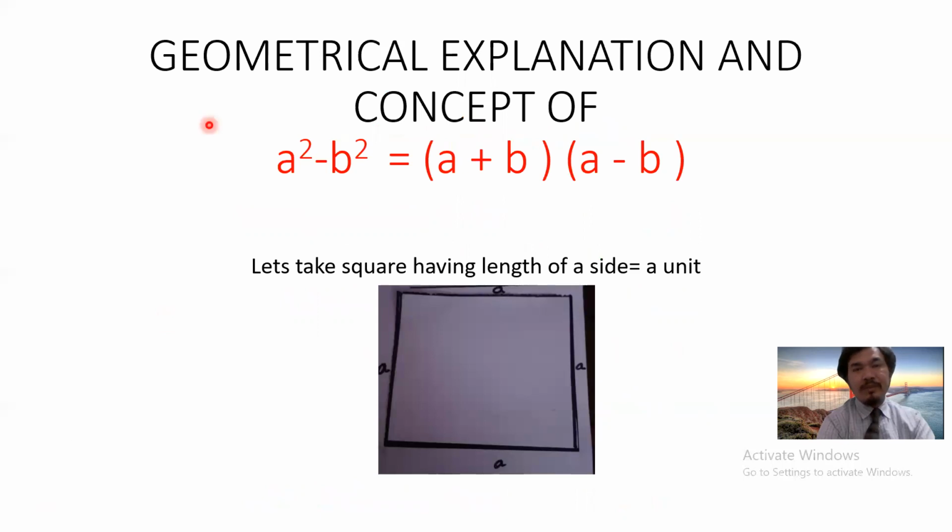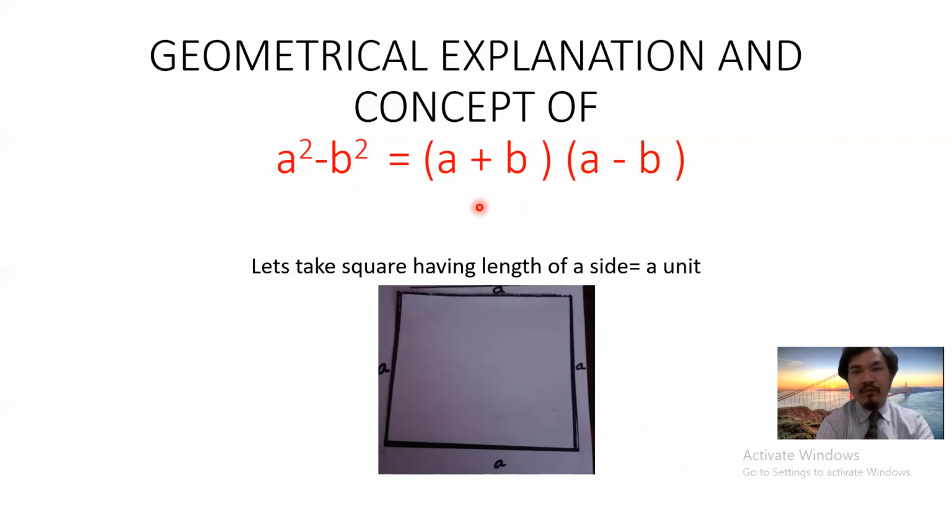Okay, now here in this slide you have to listen carefully and watch carefully. In this slide I am going to explain a square minus b square equals a plus b into a minus b. This is going to be explained in the figure in a geometrical way. The geometrical explanation, or concept, of a square minus b square, how it is derived, will be explained in the figure.